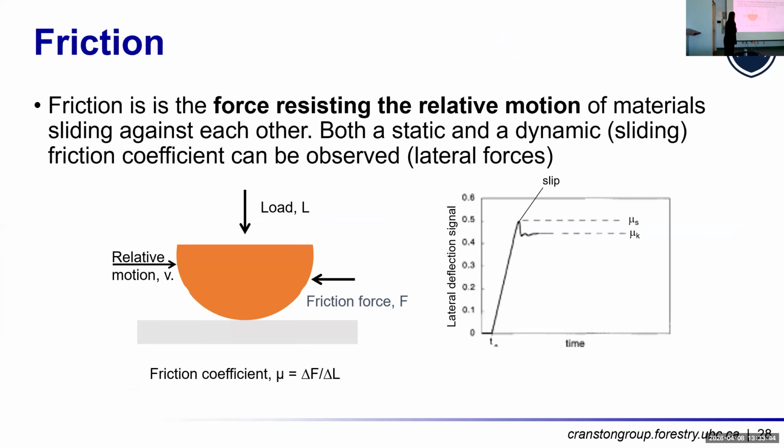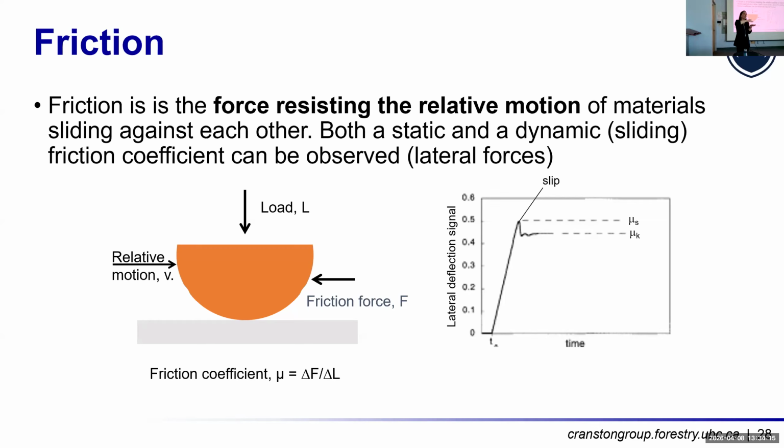So then the other forces that we're interested in are friction. Friction is just the force resisting relative motion, so materials sliding against each other. And when we're doing this by AFM, we're going to look at how the cantilever twists. So we're looking at the torsion. What I showed before was looking at a deflection down or a deflection up. Now we're going to look at this torsional twist of the cantilever. We're going to bring our probe in contact with the surface and slide side to side and look at how it turns or twists.